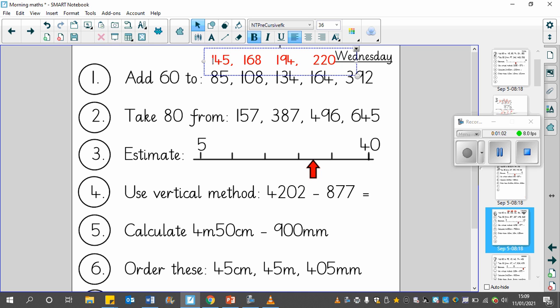164. 160 add 60 is of course 220, but don't put a zero. No, don't put a zero because the ones don't change, so therefore that needs to be a 4. And then just plop it down a bit.